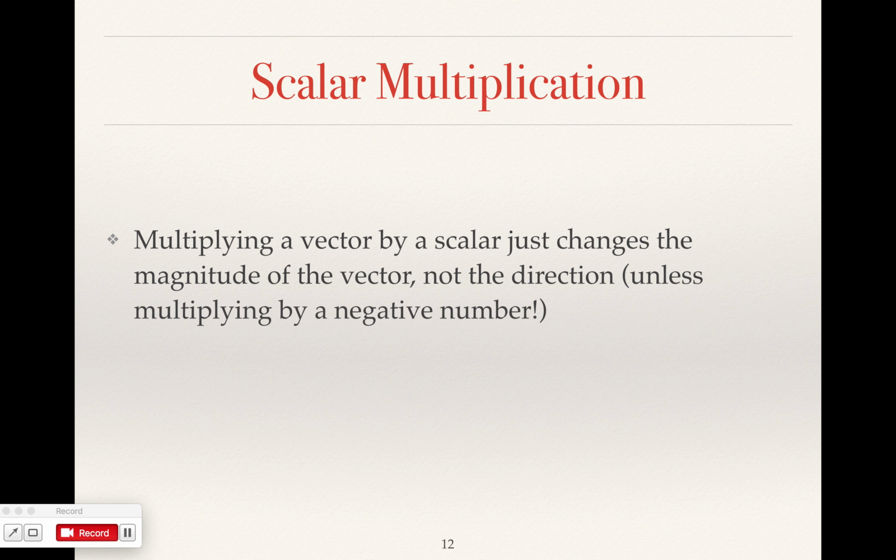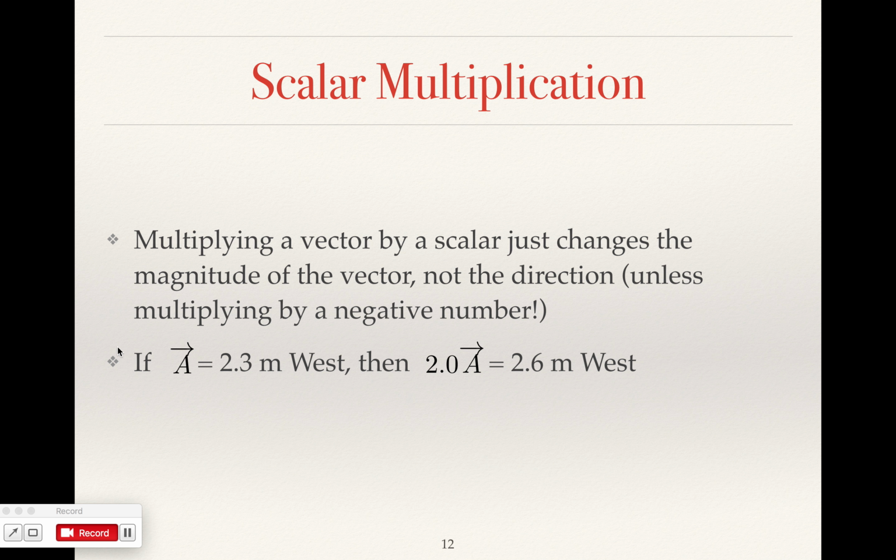Now we know how to do addition and subtraction, so now scalar multiplication. Scalar multiplication means we have a vector and we're going to multiply by a scalar. All this does is change the magnitude of the vector. It doesn't affect the direction, unless your scalar happens to be a negative number, but we know what negative or opposite means when it comes to vectors. It just means the opposite direction.